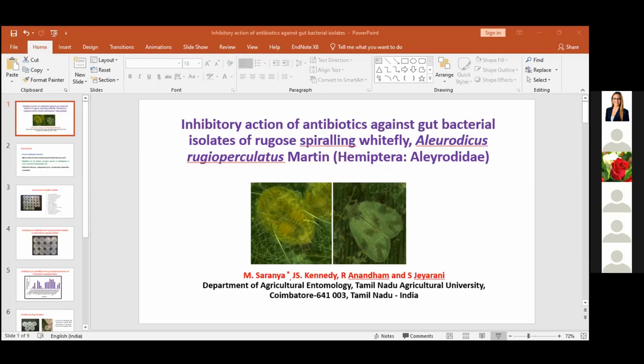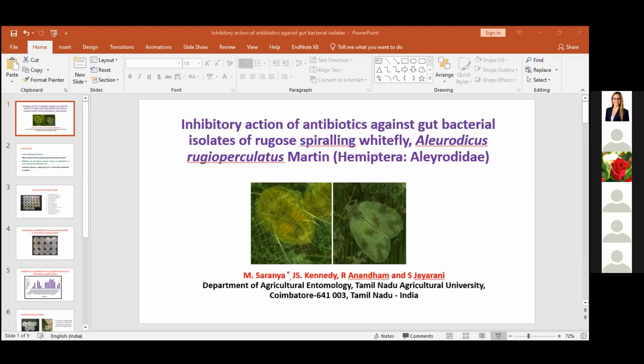Hence, our idea is to concentrate on the destruction of the endosymbionts associated with this whitefly, to see how it will affect the biology of the whitefly. Like that we have studied, ma'am. First, we isolated the gut bacterial isolates from the Rugose spiraling whitefly using different bacterial growth media. In that we found six different species, majorly of the genera Bacillus, Exiguobacterium, Acinetobacter, Lysinibacillus, Arthrobacter, and Pseudomonas.